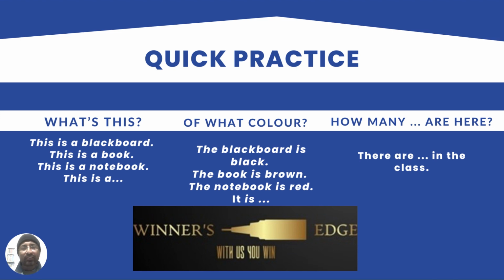Now the quick practice questions on three areas. What's this? Of what color is it? And how many of these things are there here in the classroom? Okay, so for what's this, you start looking in and around the classroom, and the person keeps on asking, pointing towards the thing, and you give them the answer. So what's this? This is a blackboard. What's this? This is a book. What's this? This is a notebook, and so on and so forth.